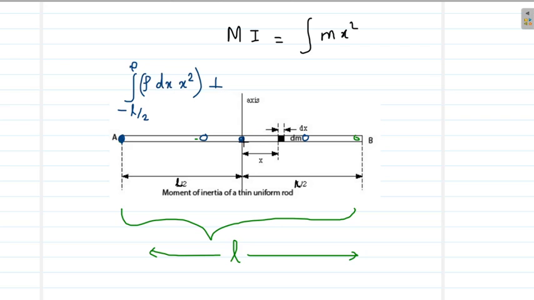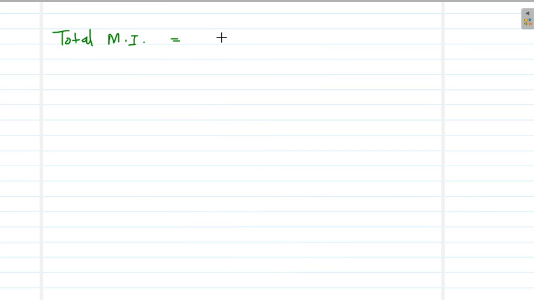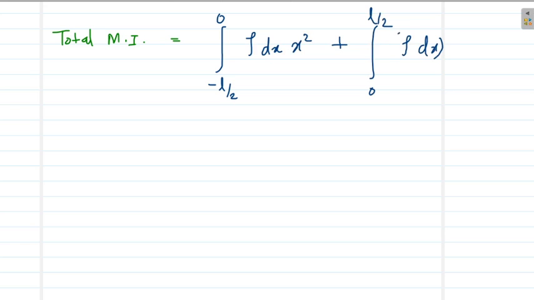And then we will have to add the moment of inertia due to the right arm of this rod, which is integral 0 to L by 2 rho dx into x square. The total moment of inertia will be the sum of both these terms. So let us calculate this part. It is equal to integral from minus L by 2 up to 0 rho dx into x square plus integral from 0 up to L by 2 rho dx into x square.